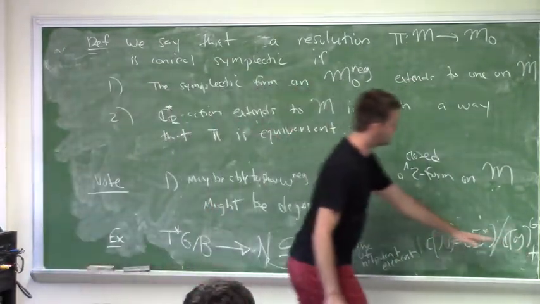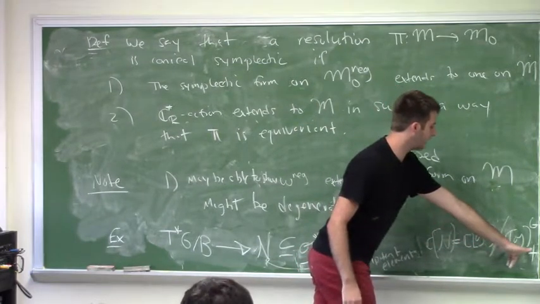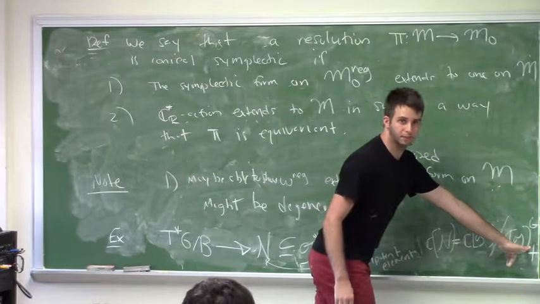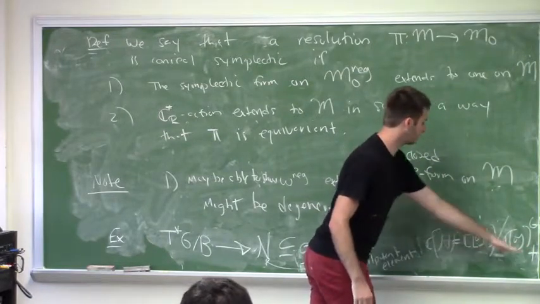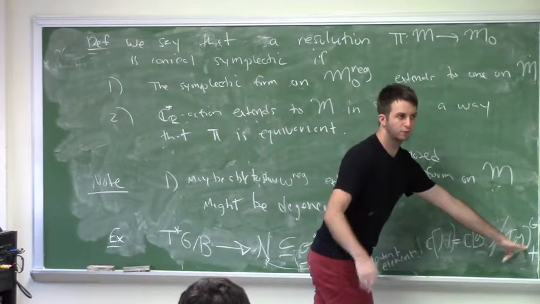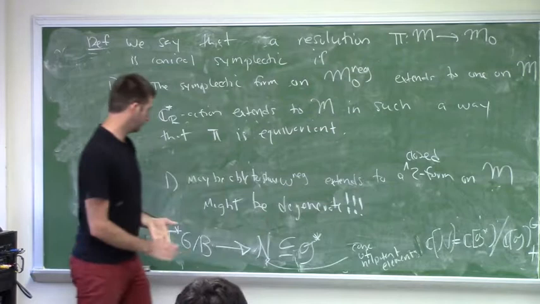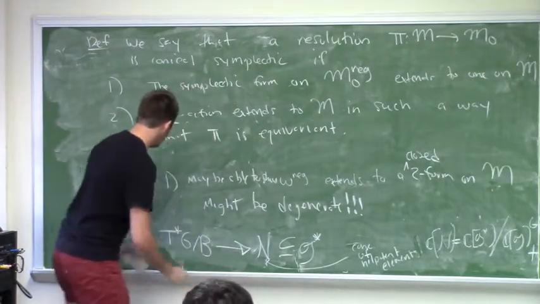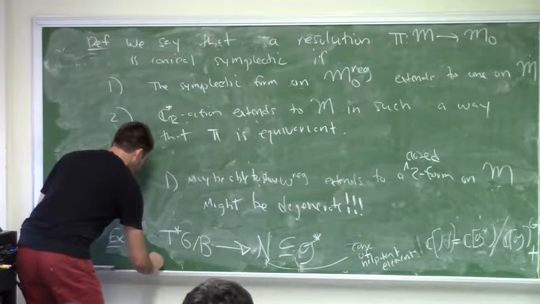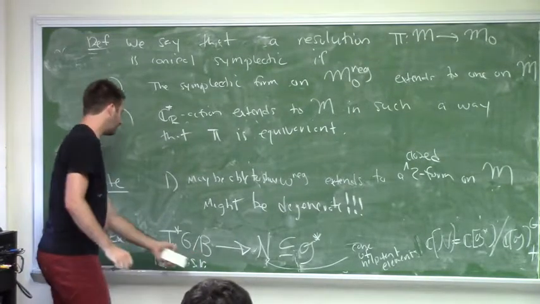So what I'm saying is that in the case that you were studying SLN, then this ideal would be spanned by the coefficients of the functions that take a matrix and get you the coefficients of the corresponding characteristic polynomial. And this thing, it turns out, is a symplectic resolution, or conical symplectic resolution, CSR.